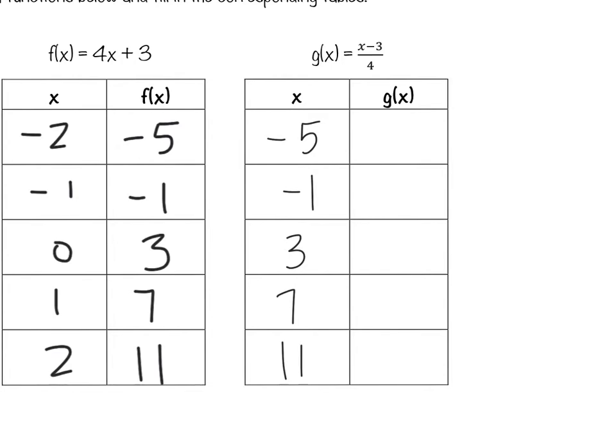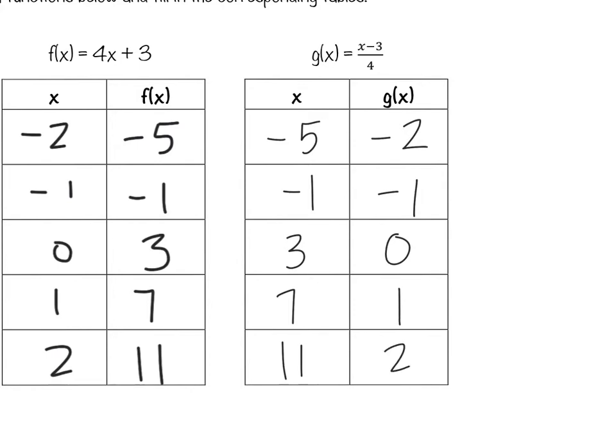When we put in -5 for x, we get -5 minus 3 is -8, divided by 4 is -2. And -1 minus 3 is -4 over 4 is -1. 3 minus 3 is 0 over 4 is 0. 7 minus 3 is 4 over 4 is 1. And 11 minus 3 over 4 is 2.